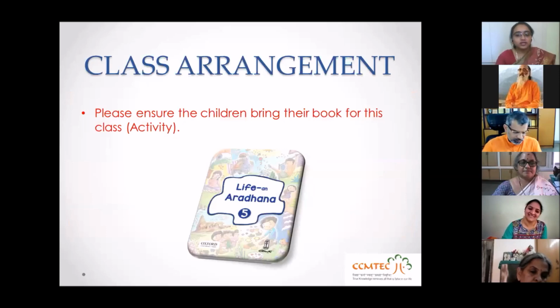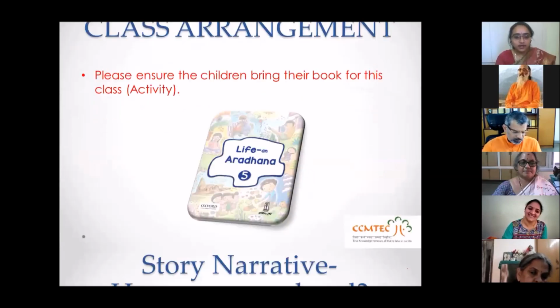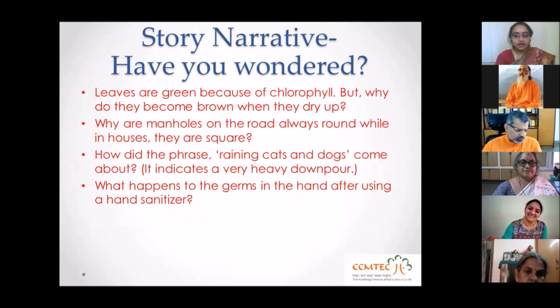So the class arrangement is the VE book that we have, and I would begin the session by saying, have you ever wondered, the leaves are green because of the chlorophyll, but why do they become brown when they dry up? Now, all of these questions are actually already there in the book, but we can begin the session with this, trying to make the kids think. So why are manholes on the road always round while in houses they are square?